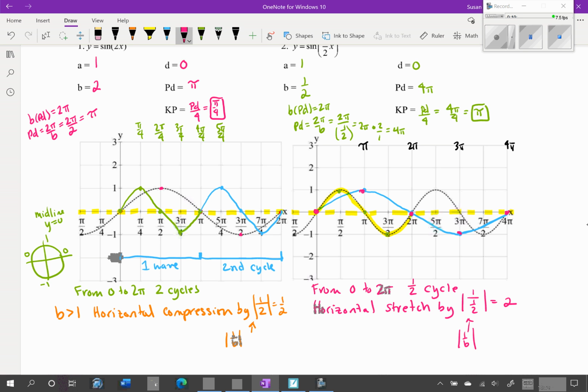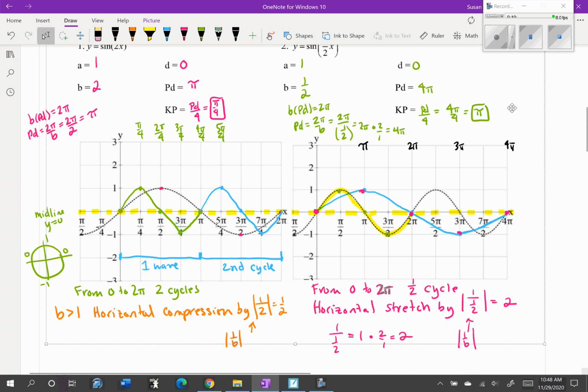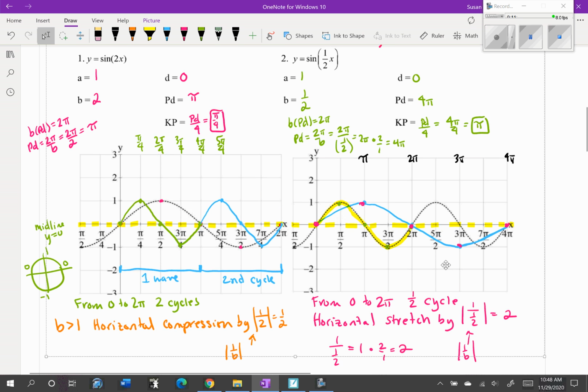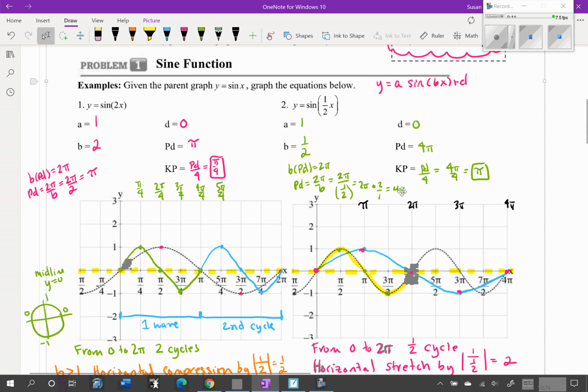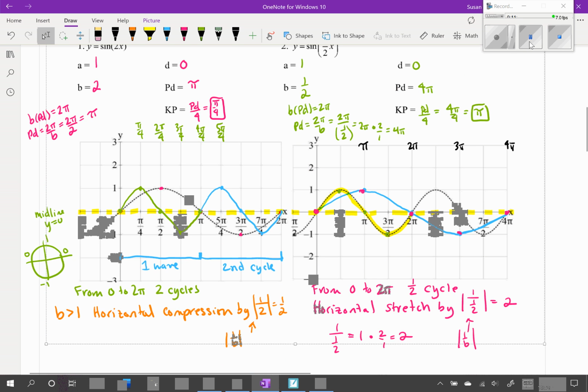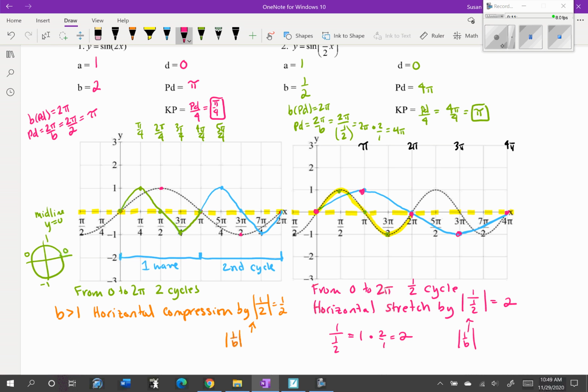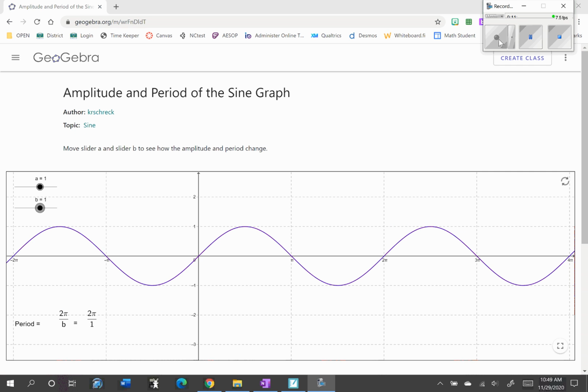So, and then 1 divided by 1/2, keep, change, flip. So keep, change, and then flip, which is why we get 2. So again, notice that it's opposite of what you would think it would be. So instead of this being a horizontal compression by half, we are horizontally stretching it by half. And our new key points, if you count again, 1, 2, 3, 4, 5, are the new period, which is 4 pi.